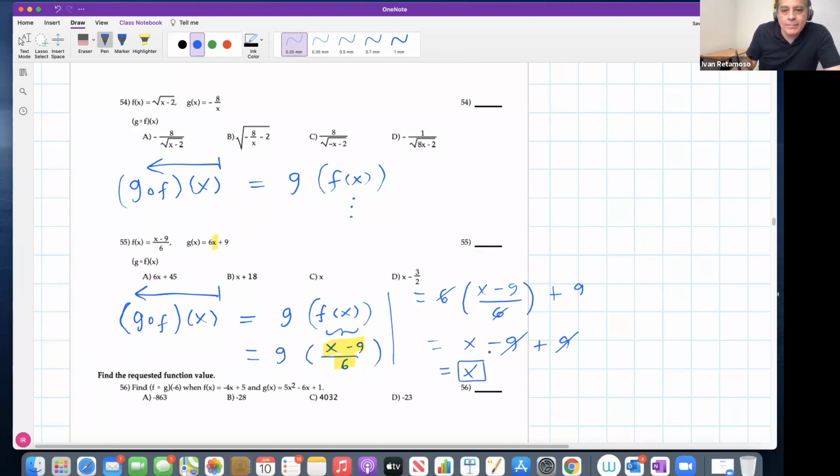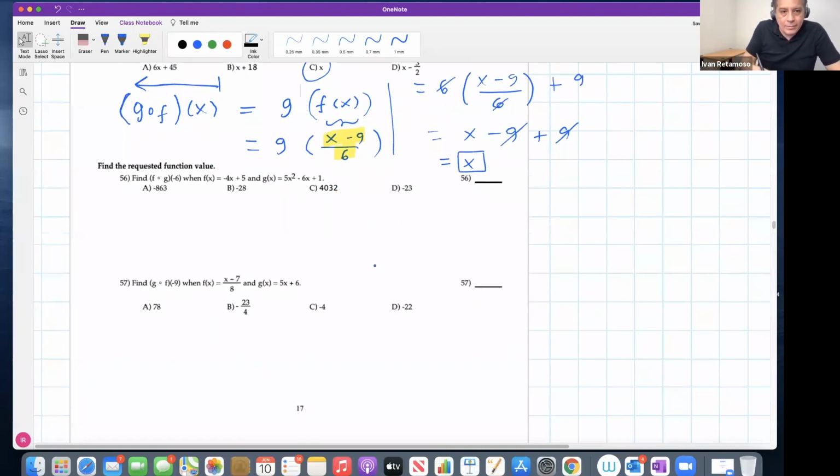Sometimes I explain, when you do composition of functions, you get back the input value. That is when the two functions are inverse of each other, right? So it's possible. So x, right? Surprising result, but possible. Very good, guys. 55. So moving on.